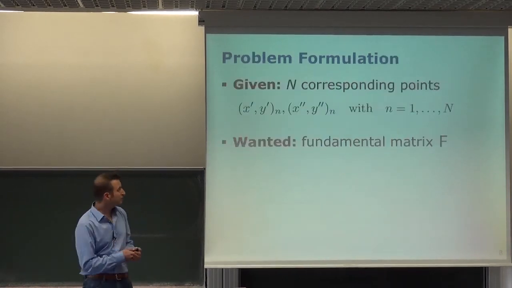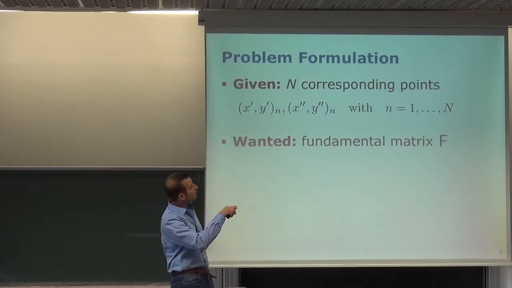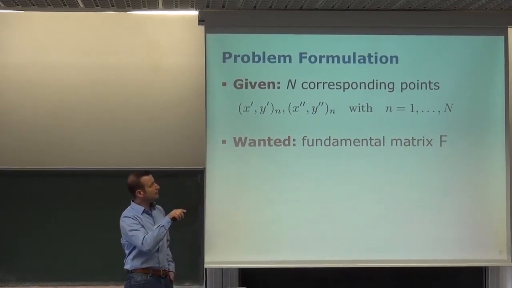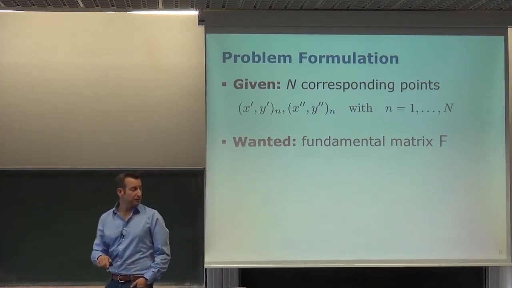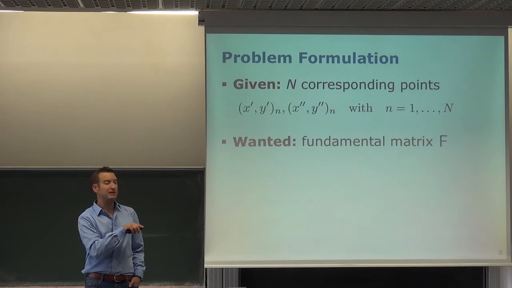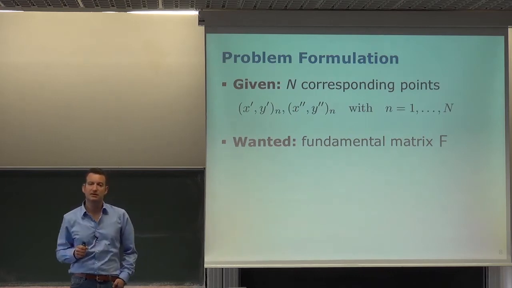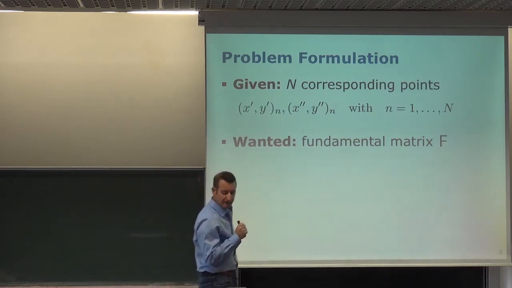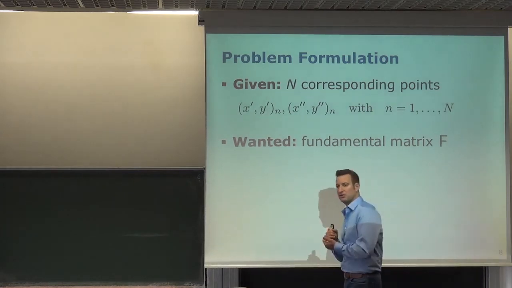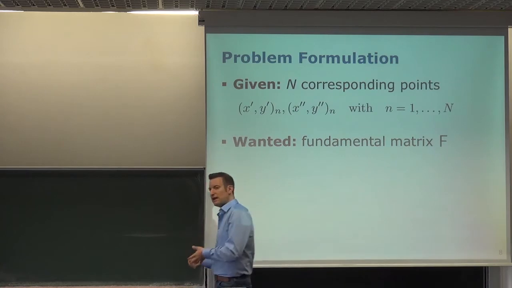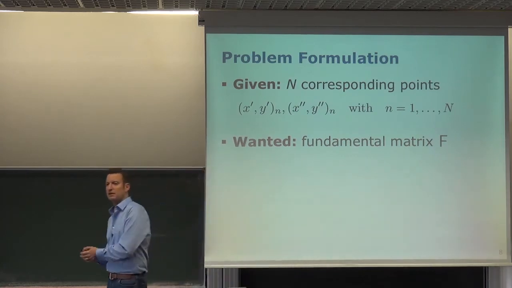We can start with the problem formulation. Consider we have those corresponding points in the first image and in the second image, and we have n of those. We want to compute this fundamental matrix over here. This is our target. I told you already that we are going to exploit the coplanarity constraint. Of course, this is the key information that relates corresponding points and the fundamental matrix.